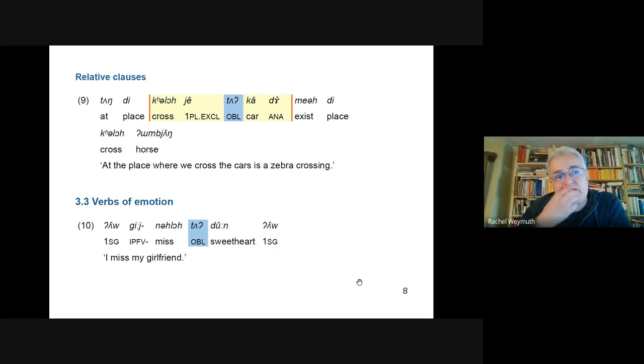Then another feature, this is not about dependent clauses, but verbs. Some verbs of emotion also use ta for the direct objects. Here we have miss, but there is also a verb meaning love that is used, and to be happy about someone is also used with ta.